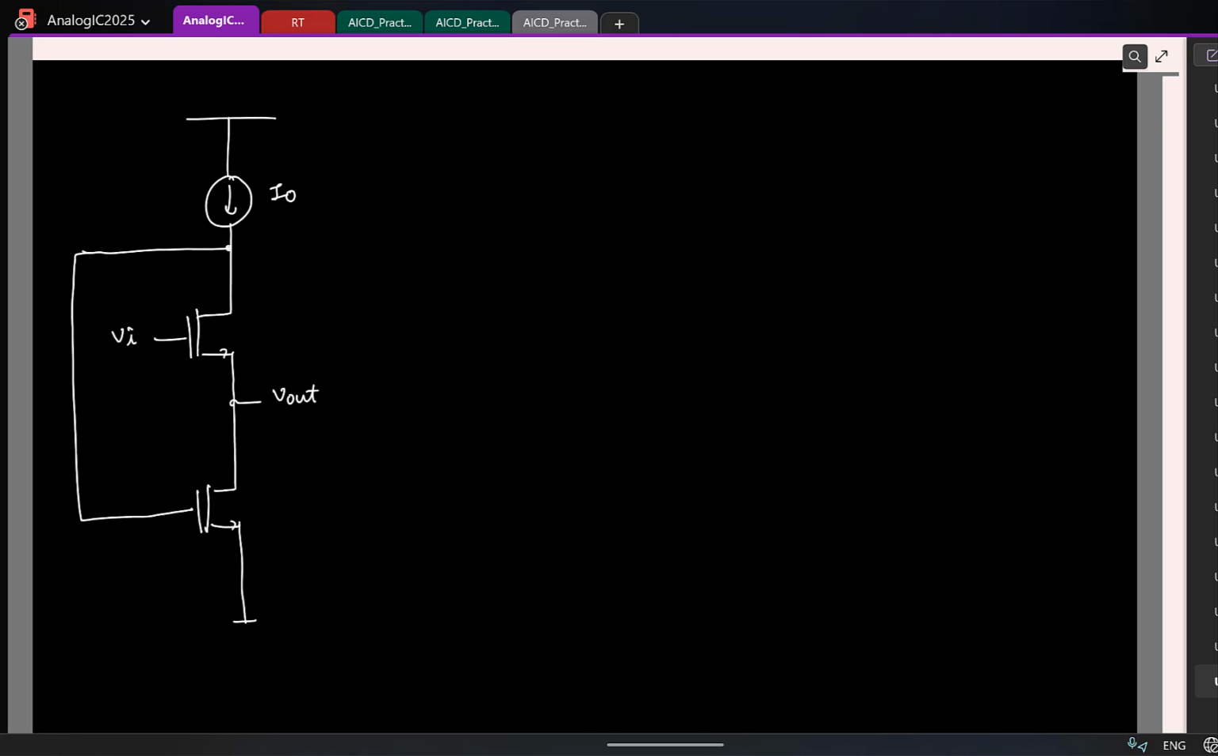Okay. So has anyone seen this circuit before? Hope not. Huh? Will I give it? Okay. Yeah. Oh, you solved the assignment. That's good. Huh?